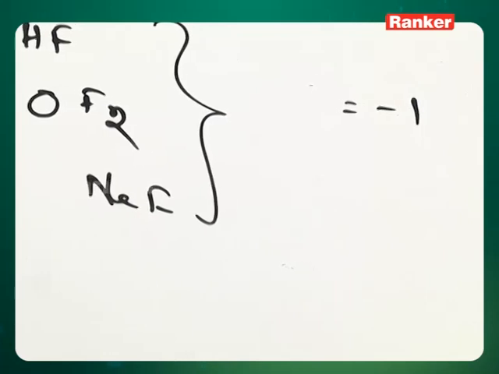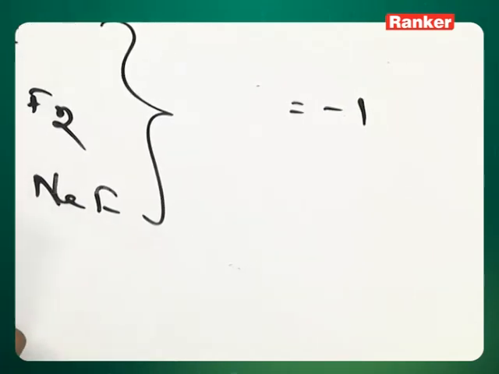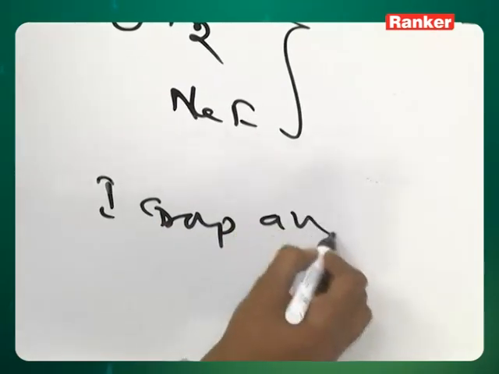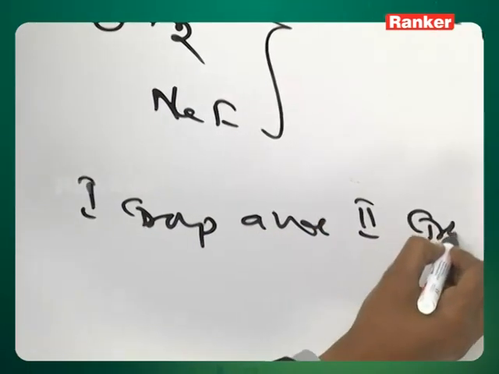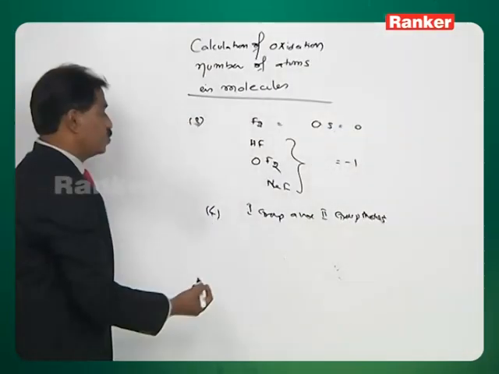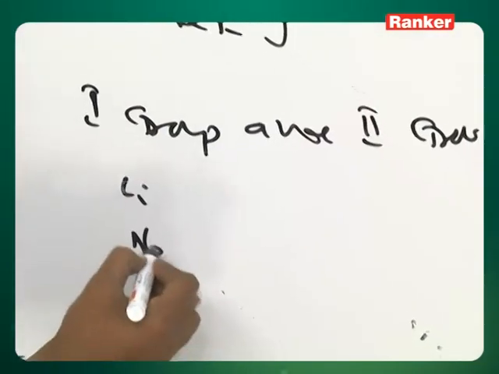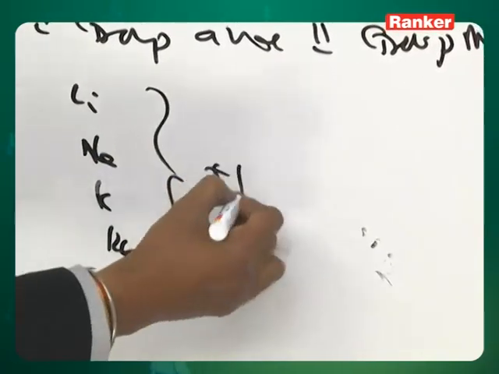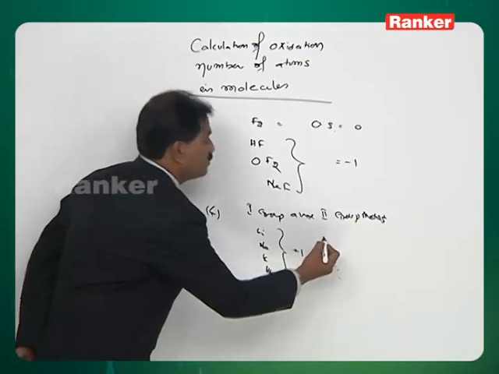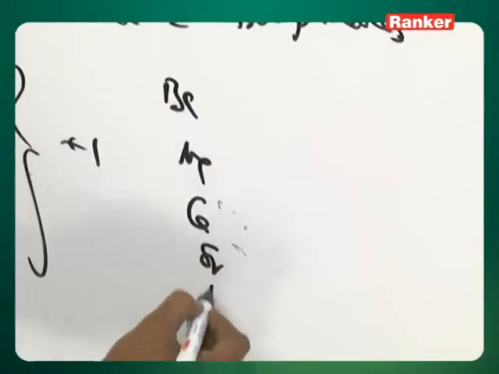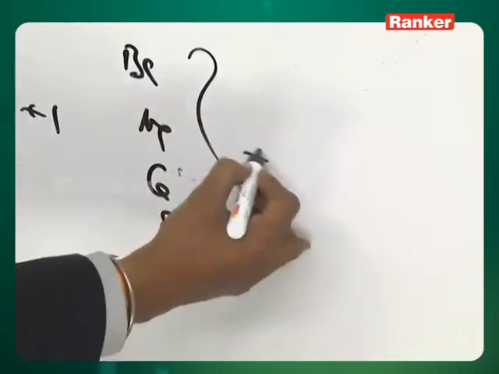Next, the oxidation state of the first group and second group metals. For first group metals like lithium, sodium, potassium, rubidium, cesium, we will assign the value +1. Next, for second group metals like beryllium, magnesium, calcium, strontium, barium, we will assign the value +2.